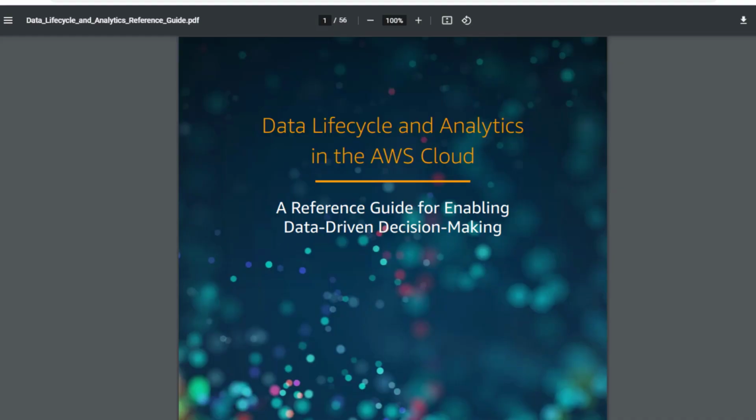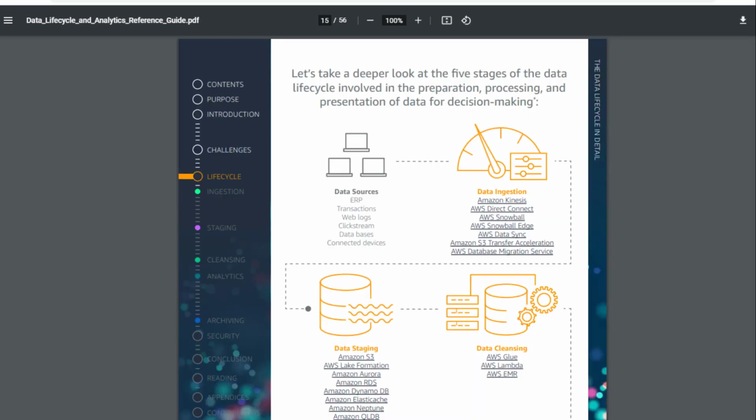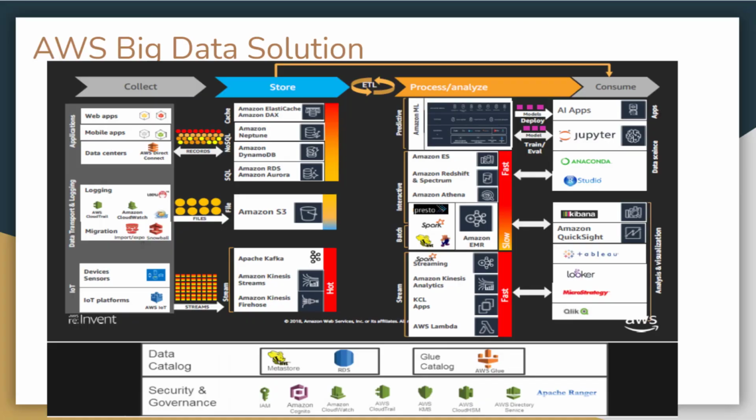You can download the Data Lifecycle and Analytics Reference Guide from AWS to dive deep into each stage of the data lifecycle and associate the cloud-native services for each stage. I personally like the Big Data Solution Architecture diagram from 2018 AWS re:Invent. It gives me a clear view on each stage, functionalities, data temperature, data performance, and common services.